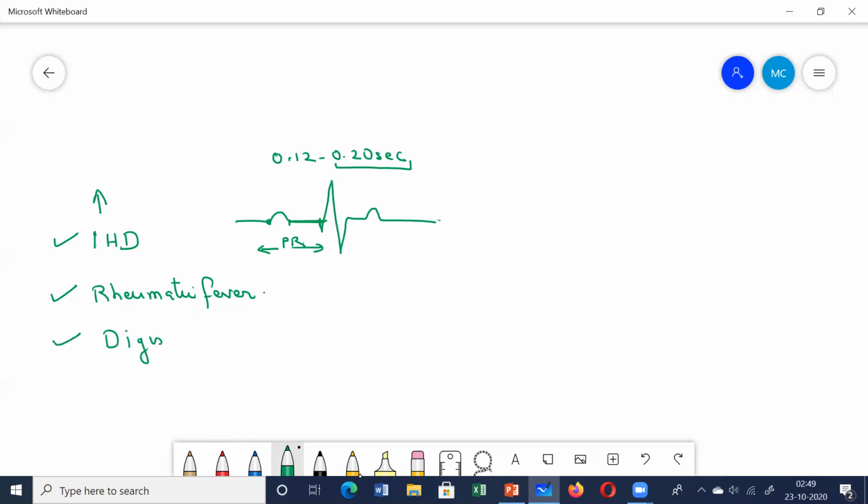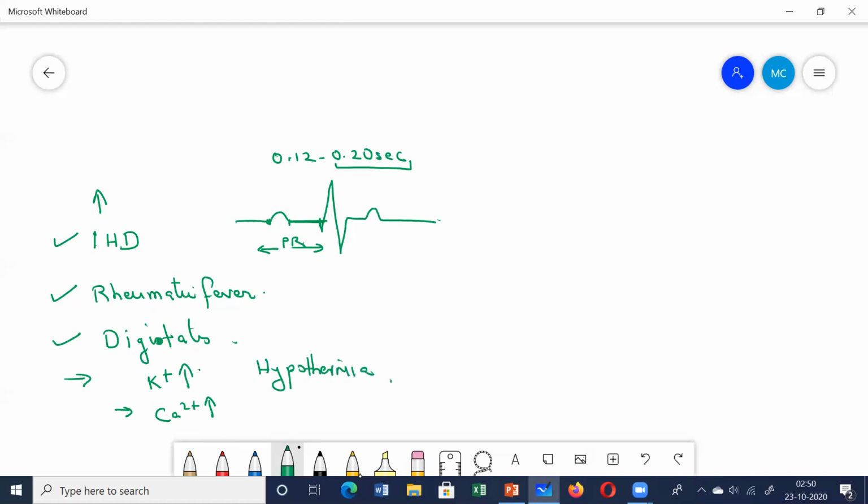Digitalis delays the conduction from the atria to the ventricles. Any other, electrolyte abnormality? Yes, in case of hyperkalemia. When the potassium levels increase, or when the calcium level increases. So these are the conditions: hyperkalemia, calcium excess, hypothermia. Okay, so these are the conditions where there can be a prolongation of the PR interval.